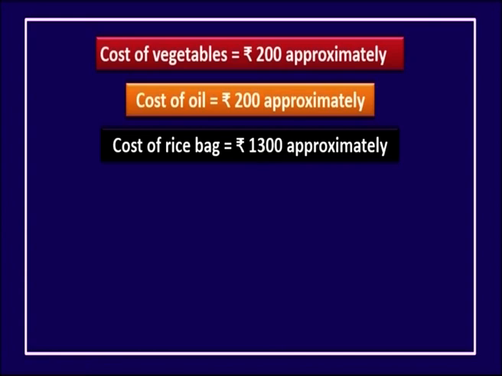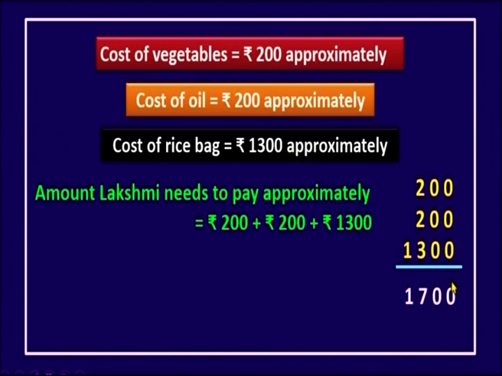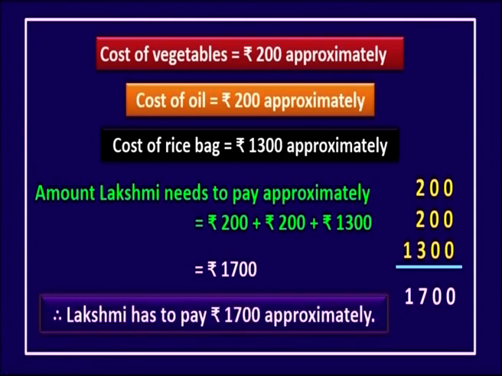Now let us add all these numbers so that we can find how much Lakshmi has to pay roughly. So this is given by adding all these three numbers, that is 200 plus 200 plus 1300. Now let us add these numbers children. Adding 3 zeros, you will get 0. Again here 3 zeros added, 0. 3 plus 2, 5. 5 plus 2, 7. And in thousands we have only 1, that is we have written here 1. So how much children? Yes, 1700 rupees. That means we can say that Lakshmi has to pay 1700 rupees approximately. Okay children, this is how we do the estimation of numbers.